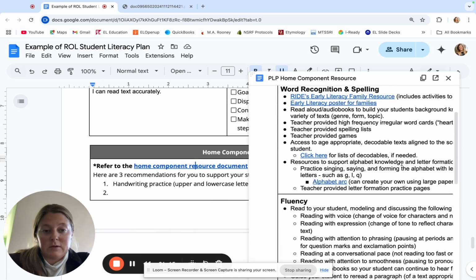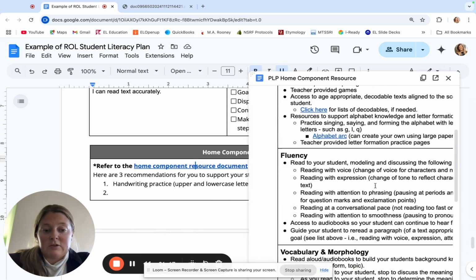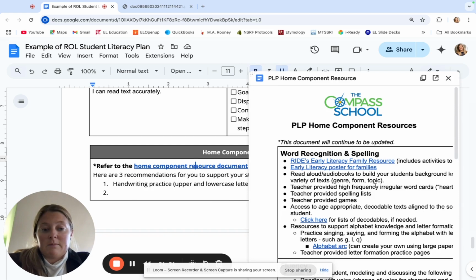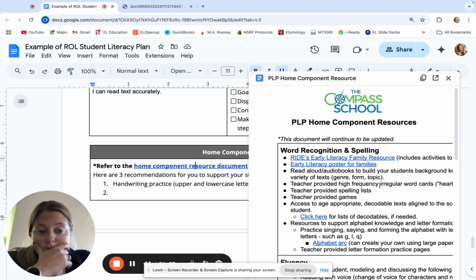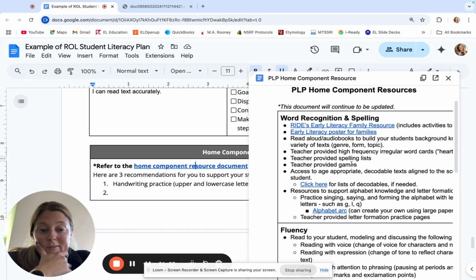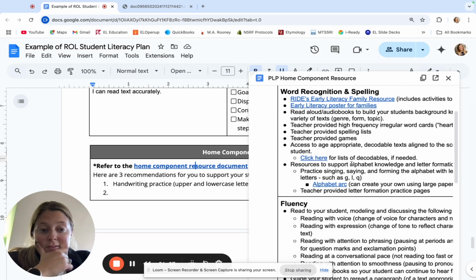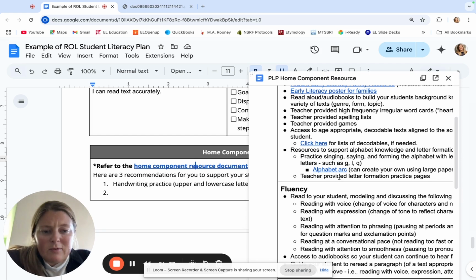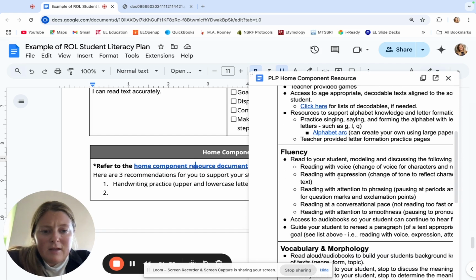We don't want to do like too much at home. Parents have enough going on. It's really just about making sure there's still support. So there's all these things that we could pull from. So let's see. There could be games that I give that the student can practice. He could do the alphabet arc. He knows how to identify letters. It's more about forming them, so he doesn't really need the alphabet arc for that.